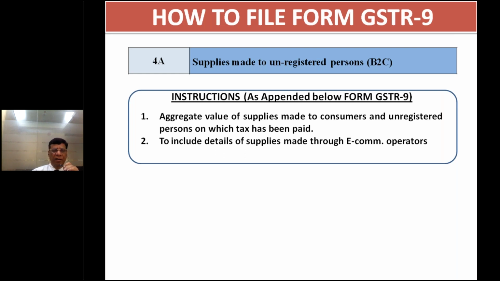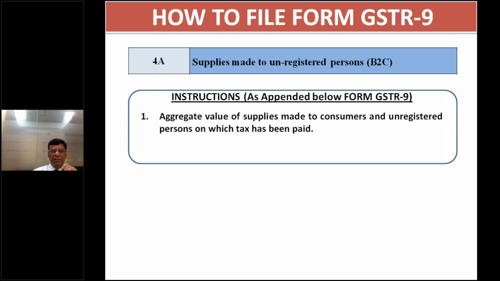This is the beginning of basically filling up this particular form, wherefrom we have to start filling up the facts and figures. The first table is for capital A. It is titled as Supplies Made to Unregistered Persons, B2C. Now, this particular title is not pari materia with the title given on the top of the table. Supplies made to unregistered persons. Now, supplies made to unregistered persons, we have to restrict B2C supplies to be read along with the instructions given below the form.